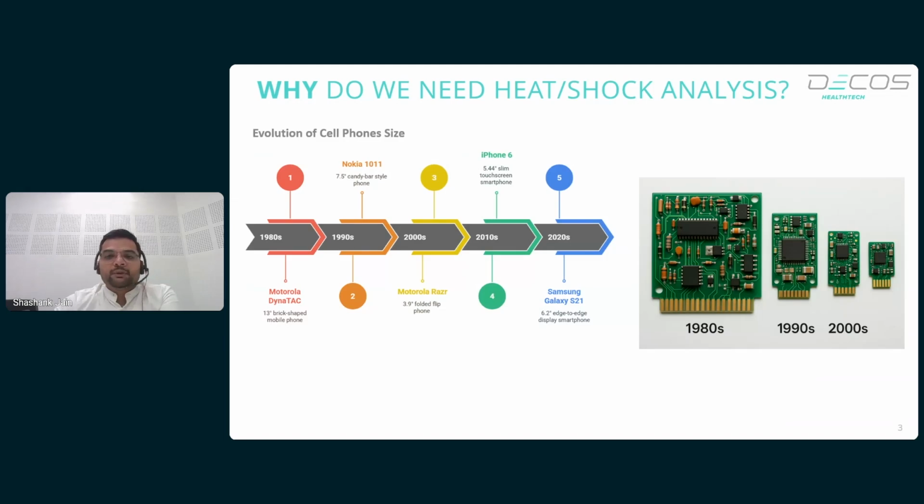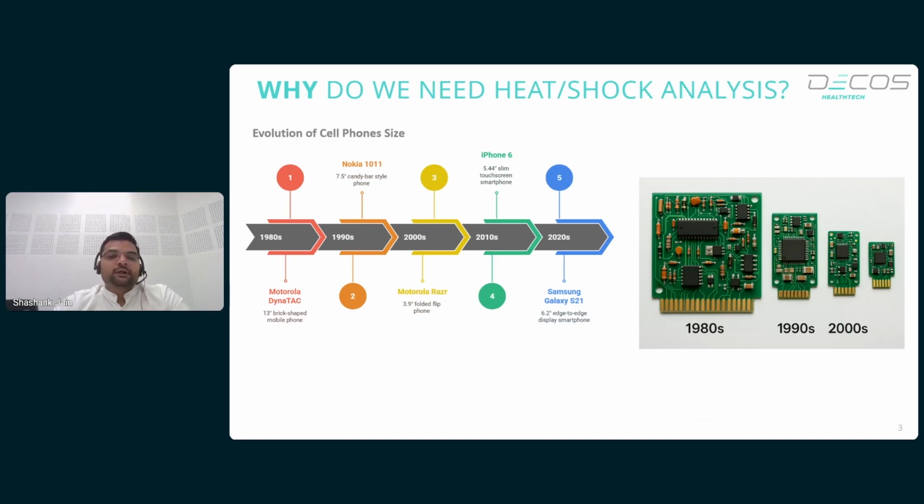Now, let's begin by discussing why thermal and impact analysis have become so critical in today's industrial products. To explain this, I'll walk you through three images which I have captured in this slide and upcoming slides. The first image illustrates how the size of cell phones has evolved over the past 4 decades.